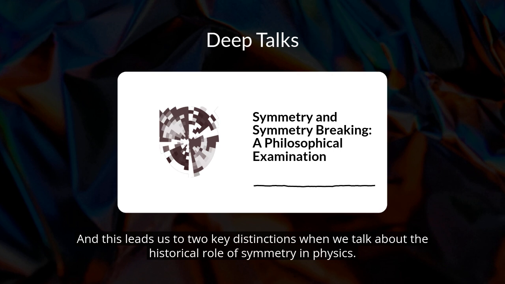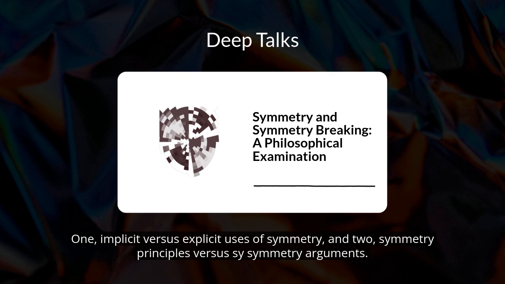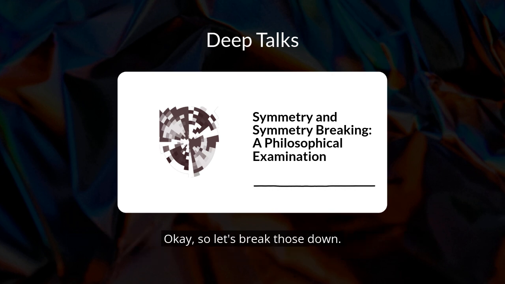Exactly. And this leads us to two key distinctions when we talk about the historical role of symmetry in physics. One, implicit versus explicit uses of symmetry. And two, symmetry principles versus symmetry arguments. Okay, so let's break those down. Implicit versus explicit. What's the difference?